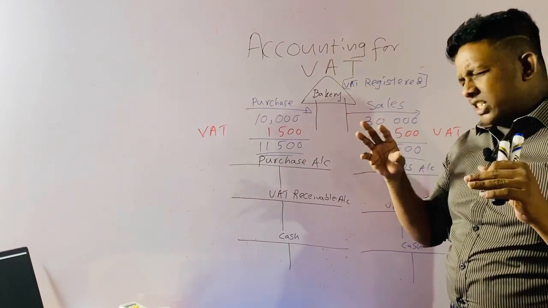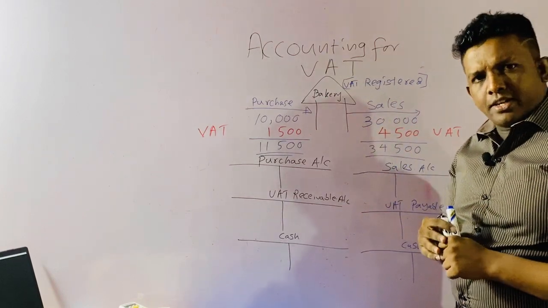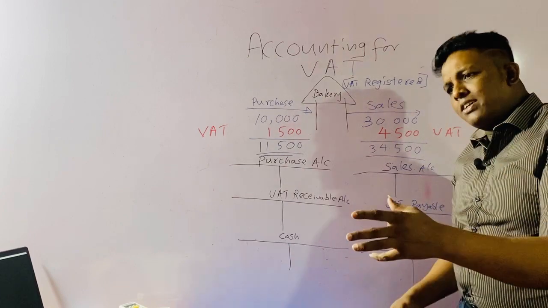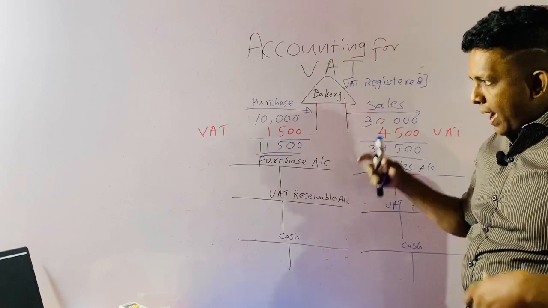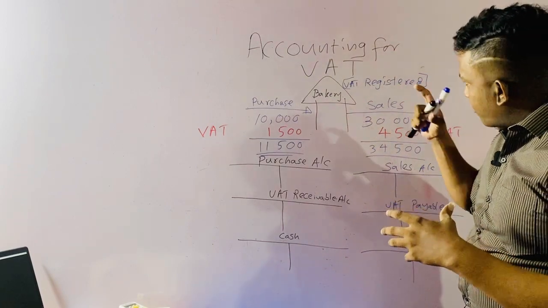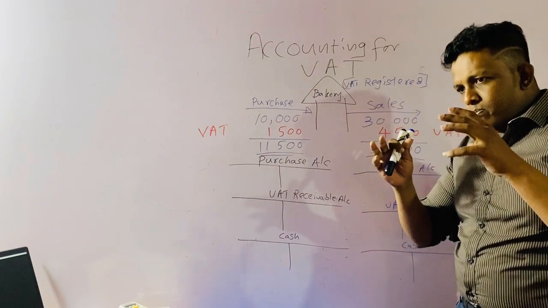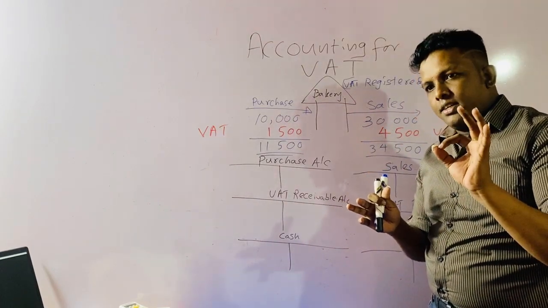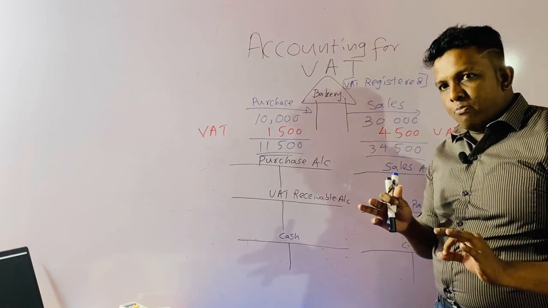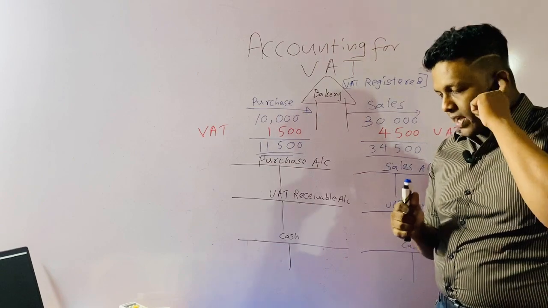There are two methods, right? First is a VAT registered company, the other one is the VAT non-registered company. So I am taking the VAT registered company first, right? Pay your attention properly because this adjustment will be critical in your company accounts questions as well, right?